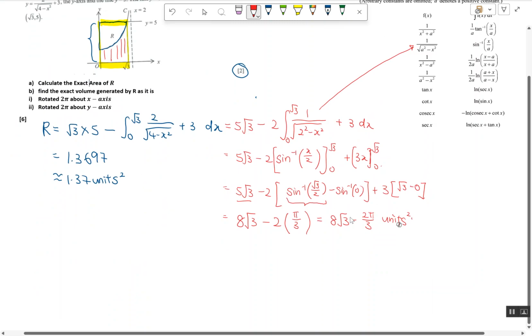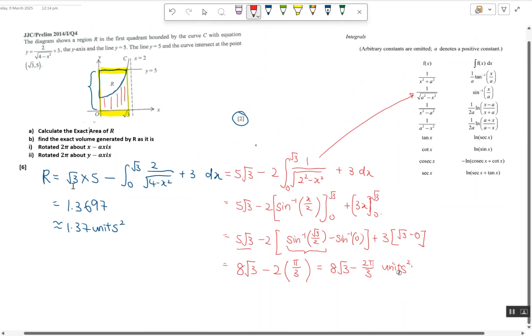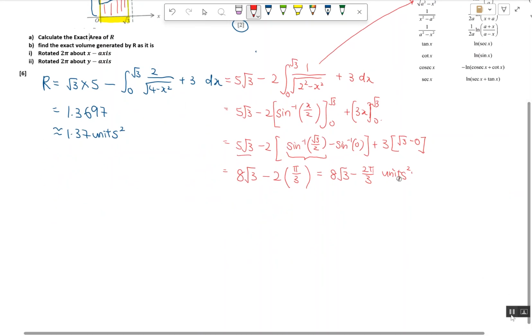Key this into your calculator, you should get the same answer as 1.37. Okay, so for the next part, if we are going to do the volume generated, hang on, let me paste it.